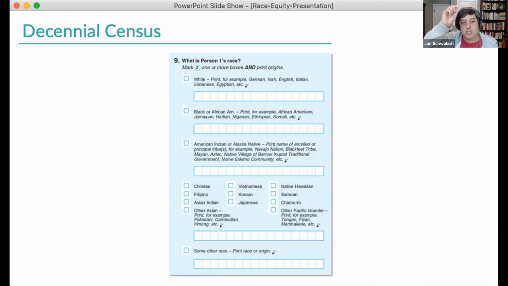First question is, option is white with a little area where you can write in more details. Then we have Black or African American, American Indian or Alaska Native. Then there's a number of other checkboxes here for Asian, Chinese, Vietnamese, Native Hawaiian. And then we have at the very bottom some other race. And for some of these, obviously, you can write in more details. Okay, that's the decennial census.